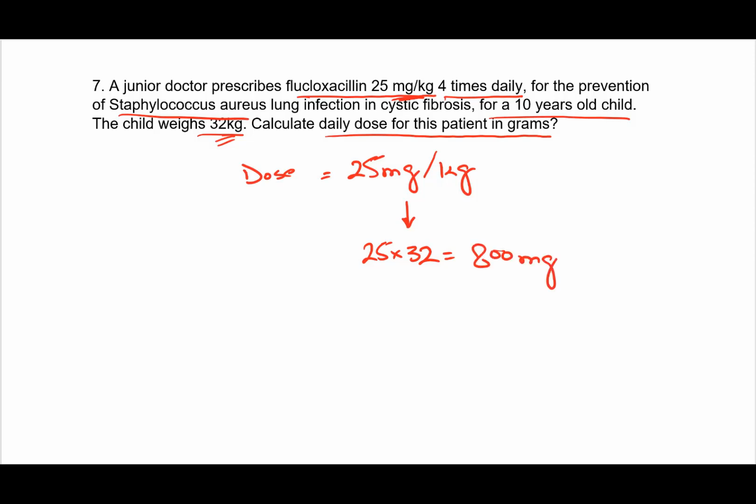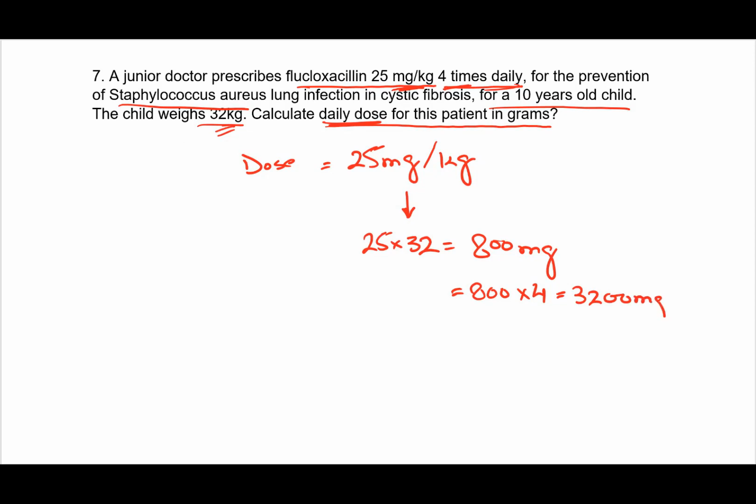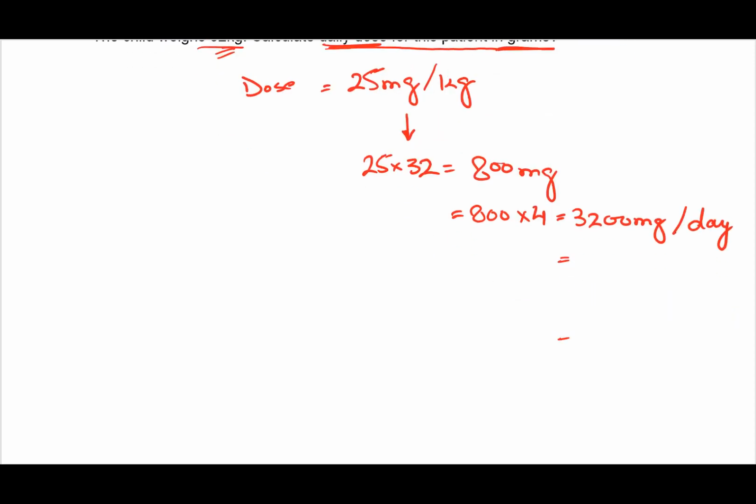And it's given as 4 times a day because we have to find out the daily dose. So simply 800 times 4 will be 3200 milligrams per day. That's the daily dose. And we also have to find it in grams, so let's convert this 3200 milligrams into grams. Remember, I'm going from a smaller unit to a bigger unit. The decimal moves towards the left by 3 places: 1, 2, 3, and that will be 3.2 grams per day.